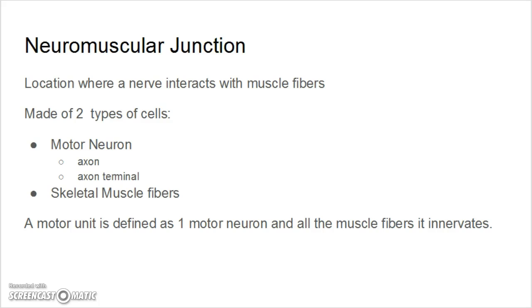And then on the skeletal muscle fibers, that's the other type of cell, and we're going to have something called a motor end plate, and that's just the area of the skeletal muscle fiber that will receive the axon terminal. Now a motor unit is defined as one motor neuron and all of the muscle fibers it innervates, and depending on where and how precise these muscles have to be, the size of that motor unit will change.